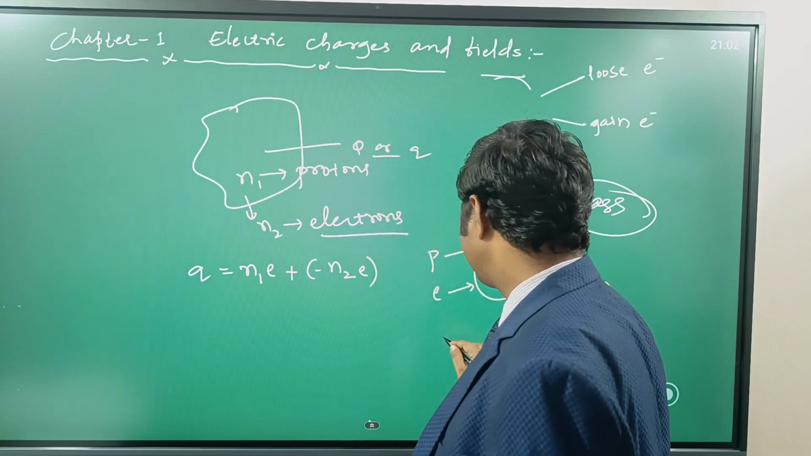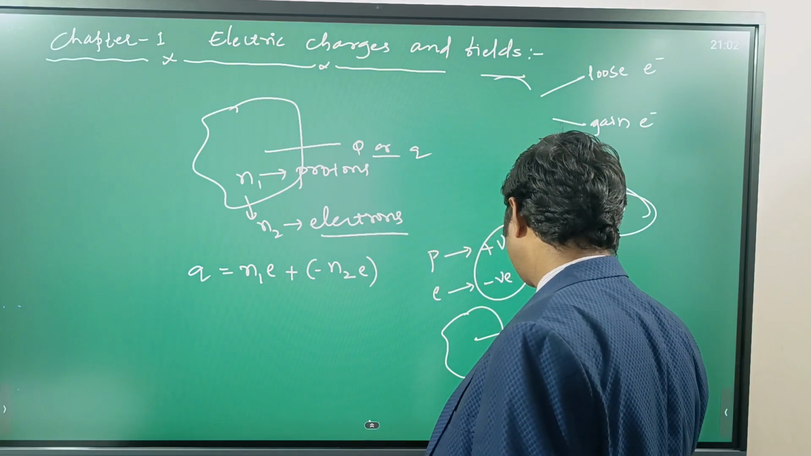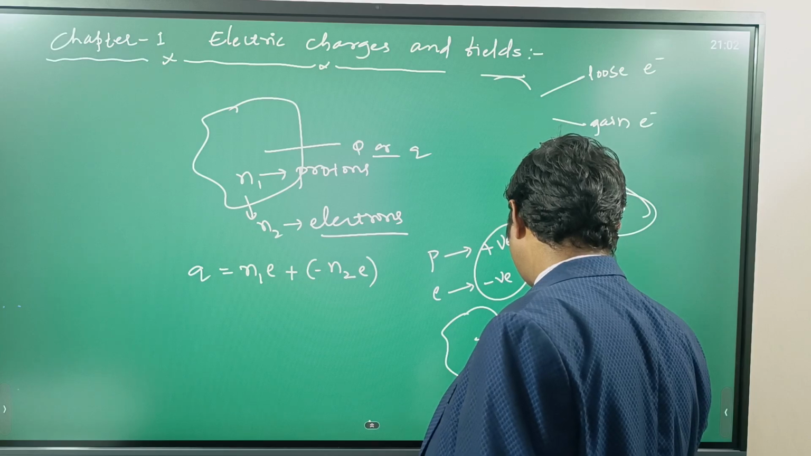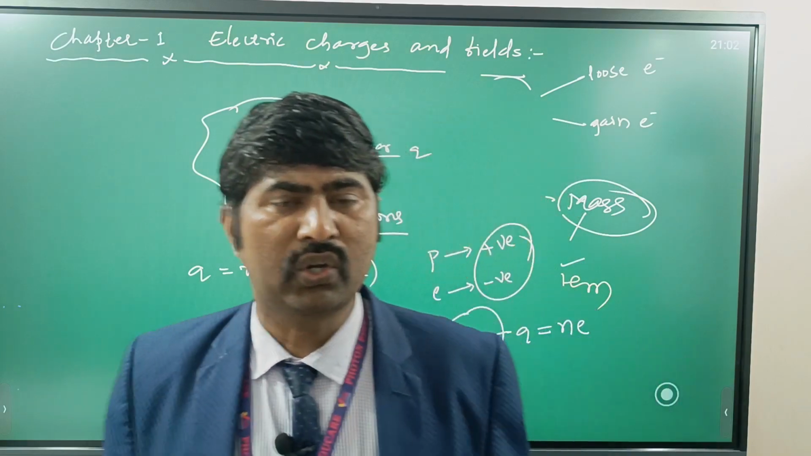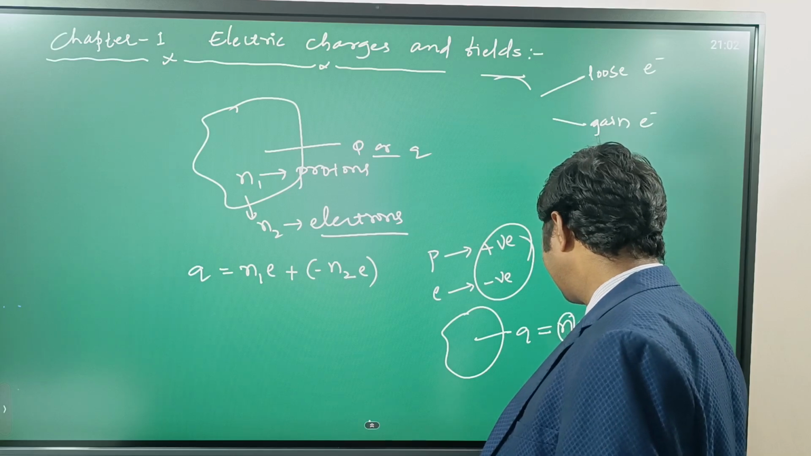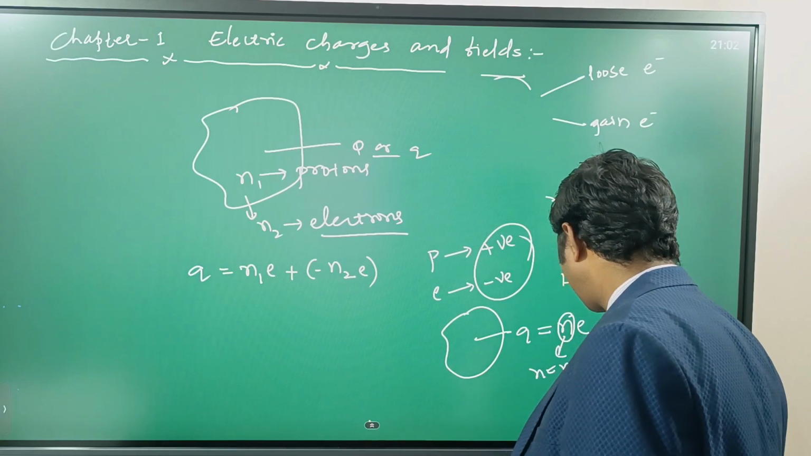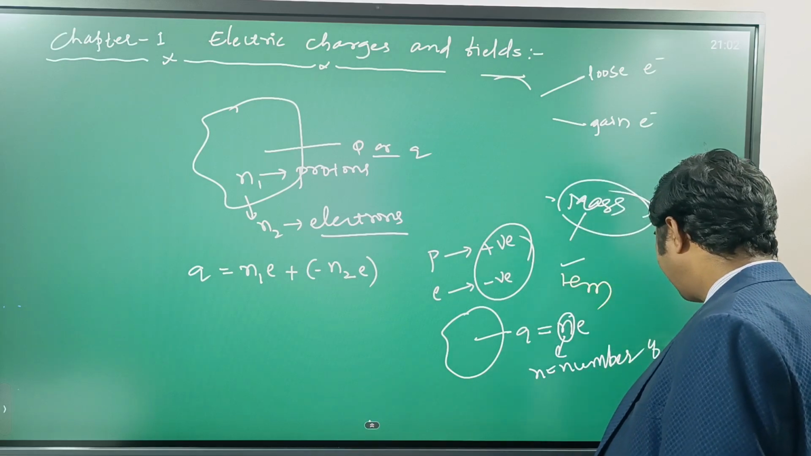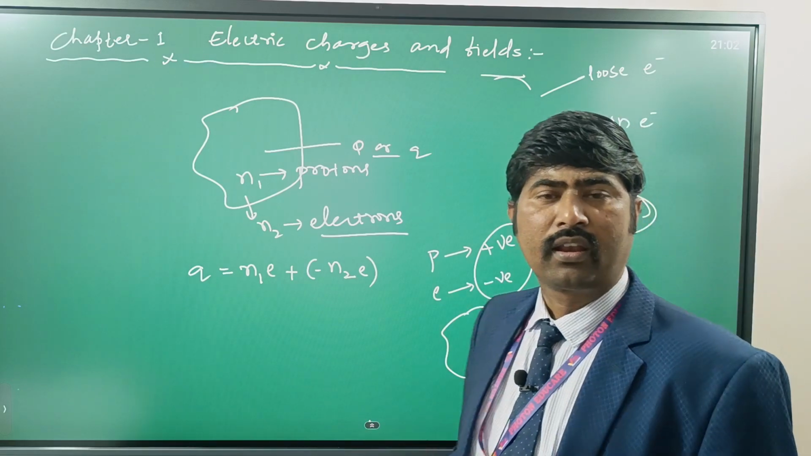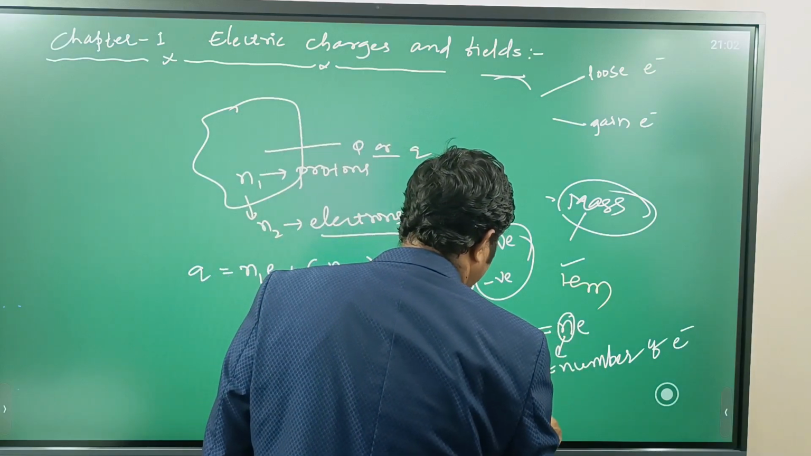For example, if I talk about the body, this body is having a Q amount of charge, that is written as Q is equal to N into E. So what is this N indicating? N is indicating the number of electrons. Clear? And E is its intrinsic value.